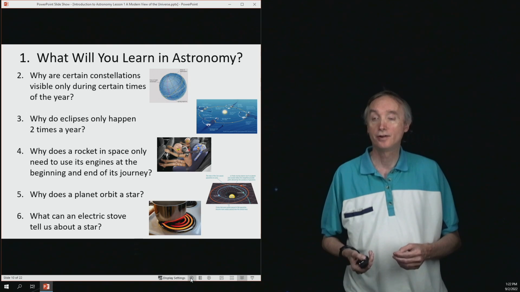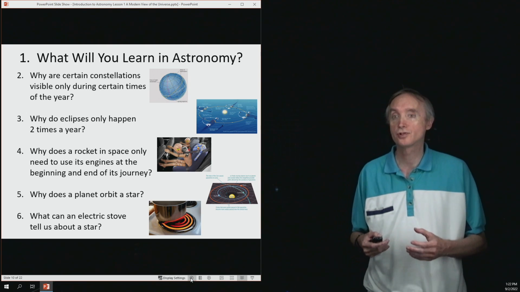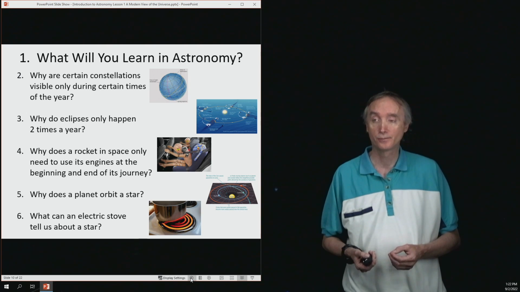Then when you do lesson number 5, you'll know why a planet orbits a star, and also you'll be able to know what the shape of the orbit is as well.